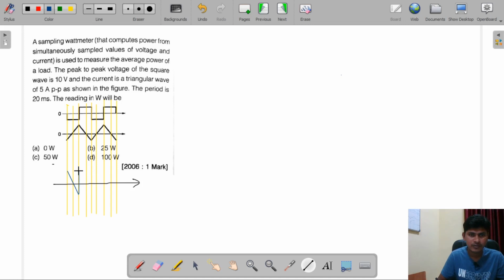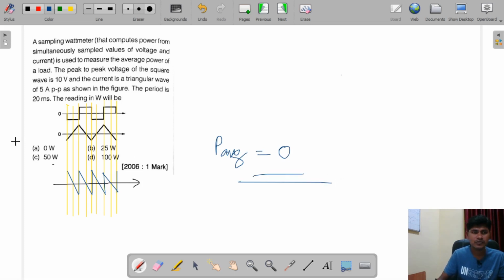From here to here again you're going to get like this. If you multiply both waveforms, you're going to get like this. That is, positive half equals negative half, positive half equals negative half, positive half equals negative half. So the average power P average will be equal to 0. So the answer will be 0 watts.